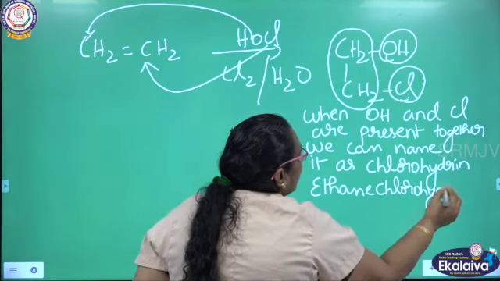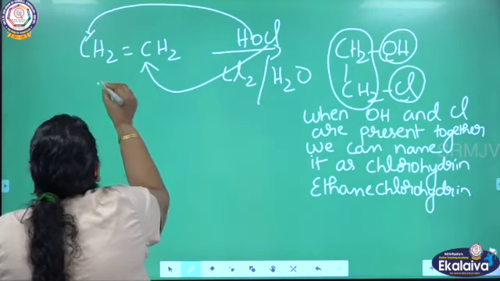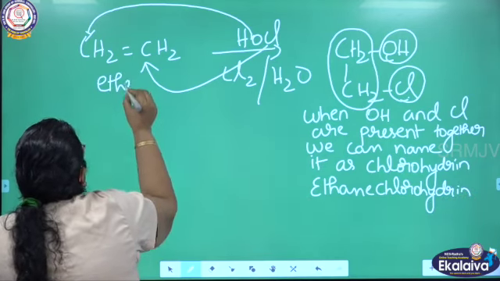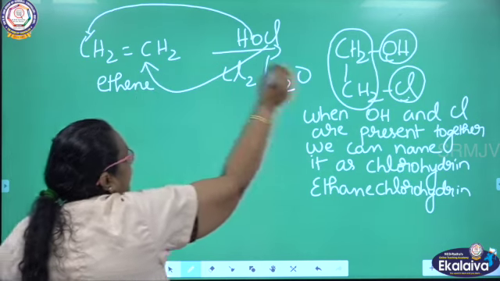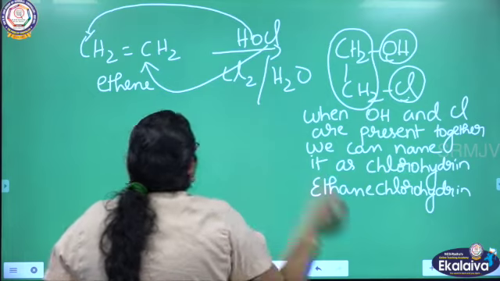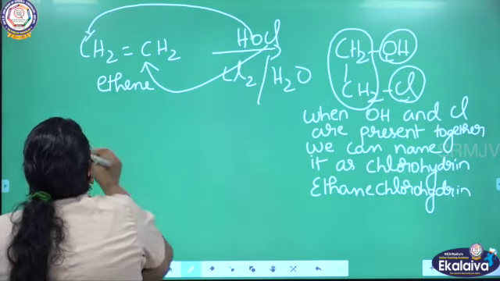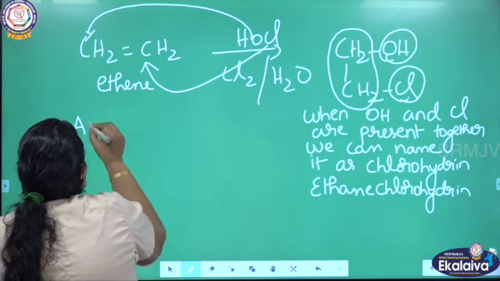Ethane chlorohydrin. Okay, so this is the name of the compound. What is the reactant name? Ethene. See, the double bond is converted into a single bond; unsaturated is converted into saturated. So ethene is converted into ethane chlorohydrin. Okay. The next one, allylic substitution.